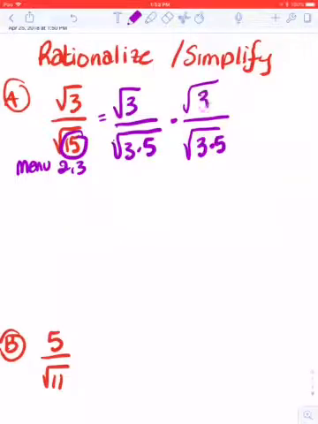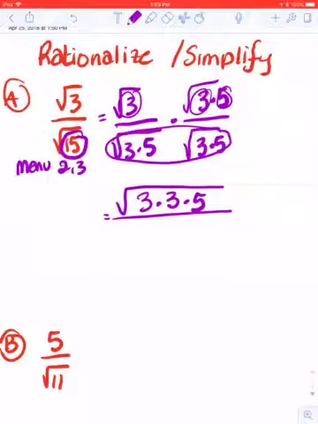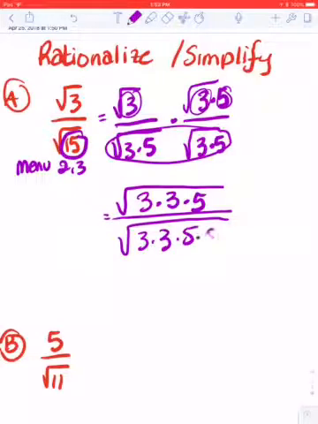So that means I'm going to do 3 times 5 up here. So our job is to get it into one fraction together with one radical. So in the top, I have 2 3s and a 5. Remember, in order from smallest to biggest. On the bottom, I'm going to take these and put them in order. So I have 2 3s and 2 5s.